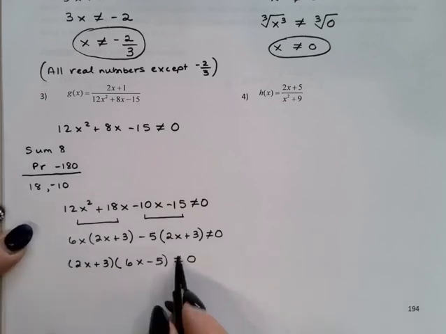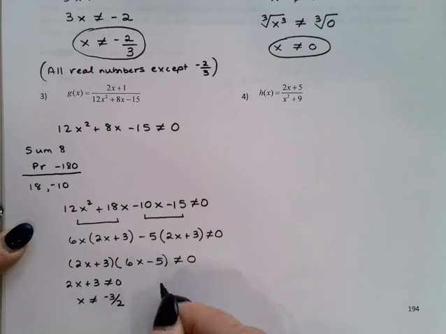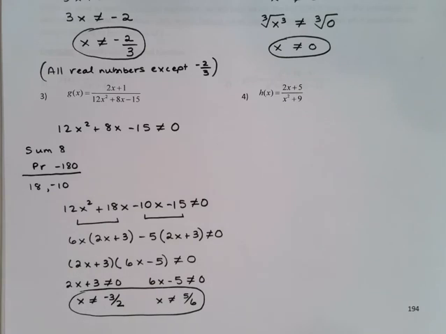The only difference is we've got the not equal to 0 instead of the equal to 0, because we're looking for domain. Here, 2x plus 3 is not 0, so x would not be equal to negative 3/2, and then 6x minus 5 cannot be 0, so x is not equal to 5/6. And so my true domain is all real numbers except for those two values.